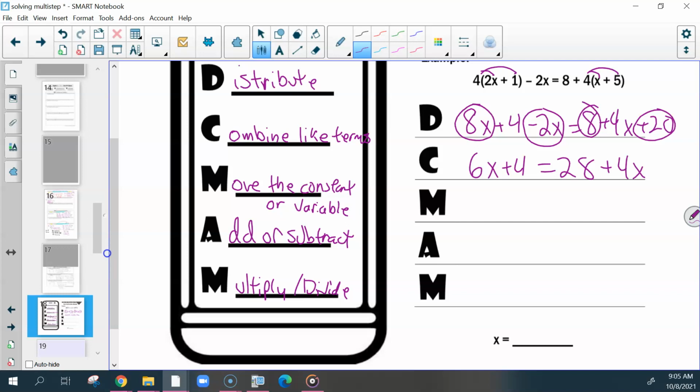From there, we can pick any of these terms to move to the other side. So someone pick one of the terms: 6x, 4, 28, or 4x. Which one do you want to move? Taylor. 4x. So if we're moving 4x to this side, we need to do the opposite and subtract.